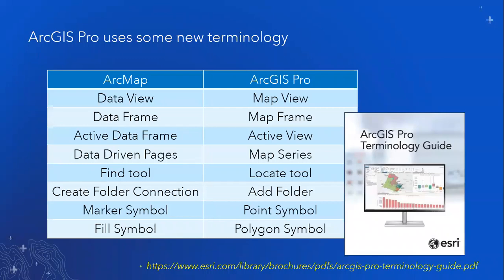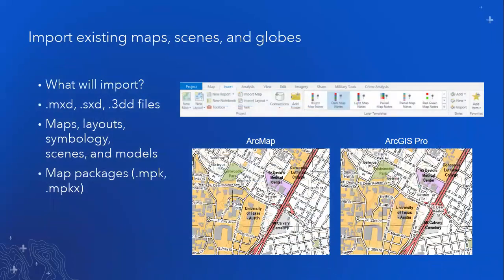So now that you're looking at making the switch from ArcMap to ArcGIS Pro, how do you start to get some of those MXD documents and all of your information into ArcGIS Pro so that you can begin to use it? Well, there are items that can be imported. Those are your MXDs, your SXDs, and your 3D files. Maps, layouts, symbology, scenes, and models can all be imported in. Map packages as well can be imported in.